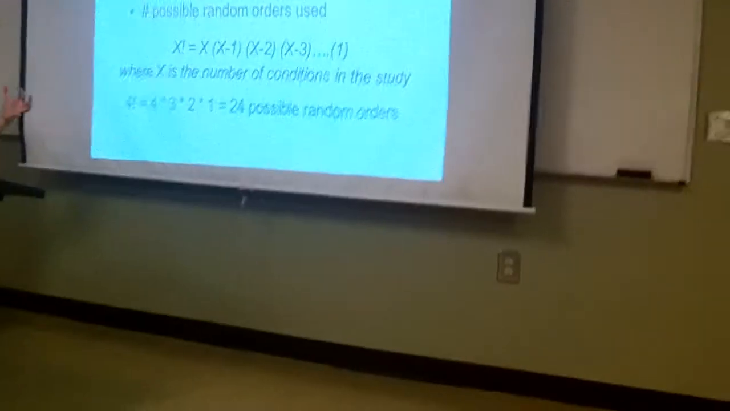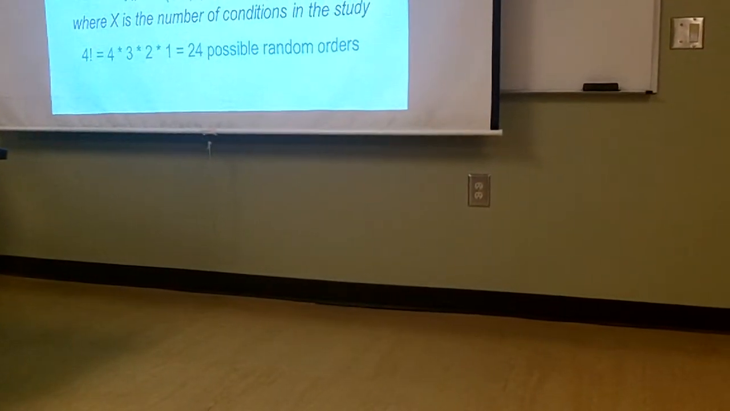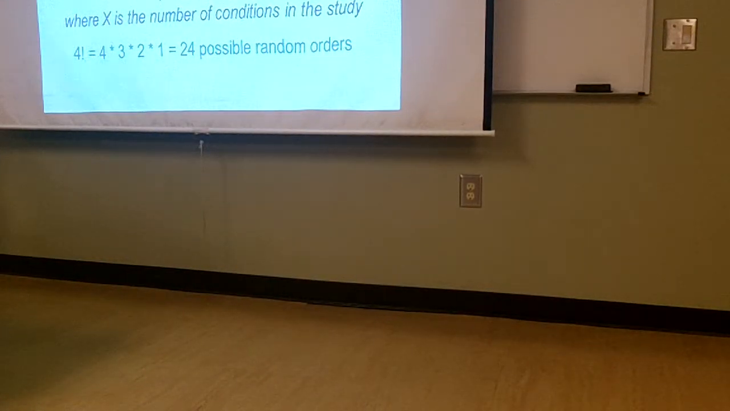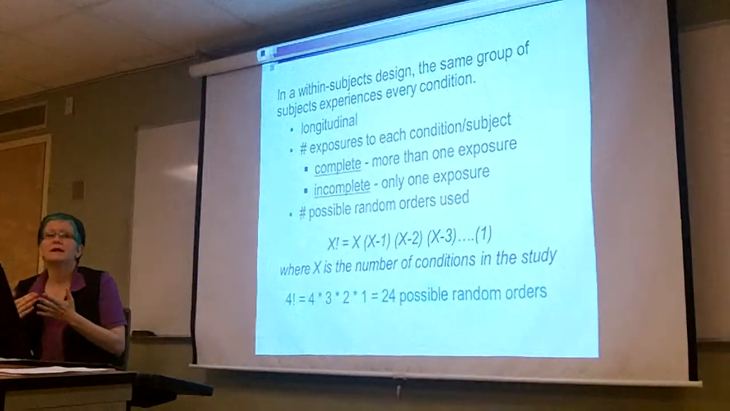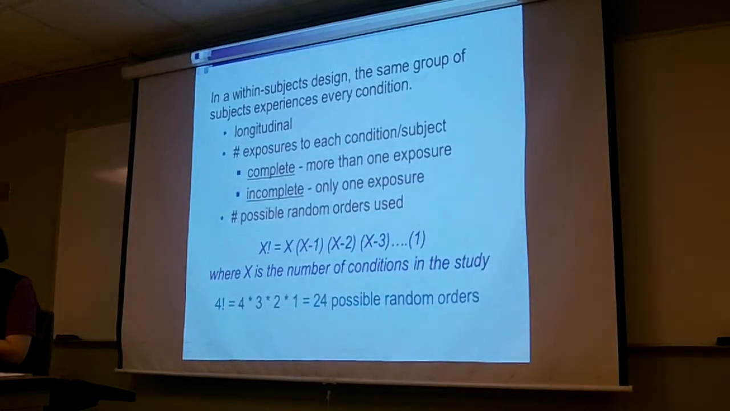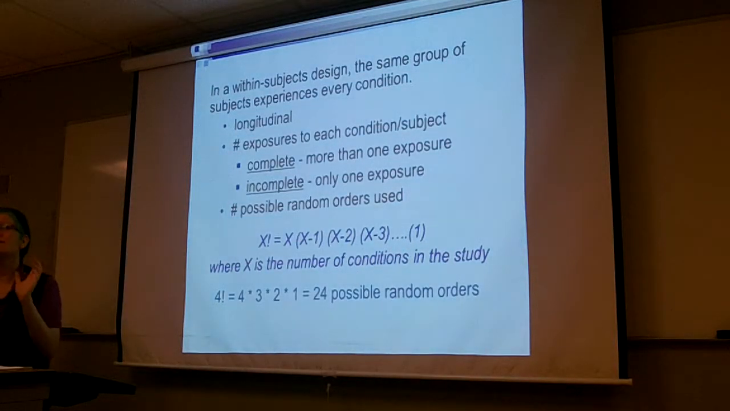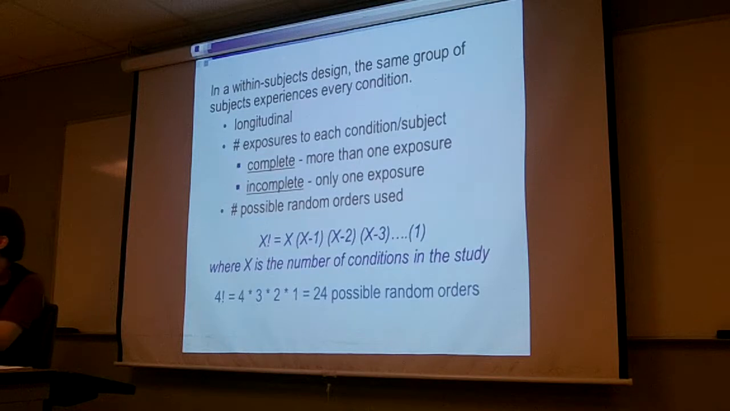Design is incomplete if a subject experiences each condition only one time. So going back to the dog food study, if I had a dog and that dog eats Chunks and Lumps once, and Purina once, and Kroger kibble once, then that would be an incomplete design. Okay? So complete means each subject experiences each condition more than once. Incomplete design means each subject experiences each condition once and only once. But in both cases, every subject experiences every condition.